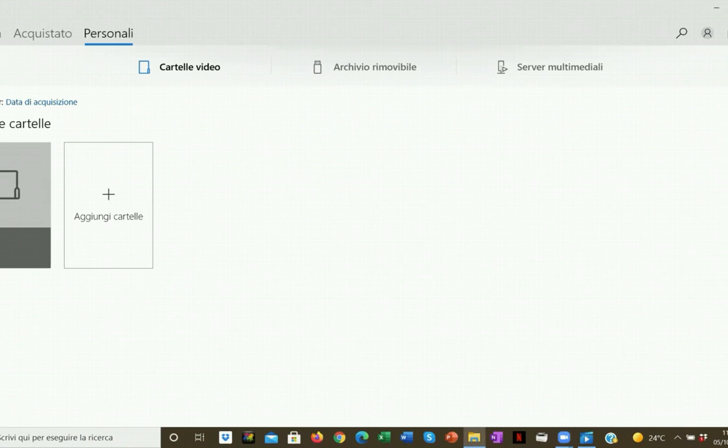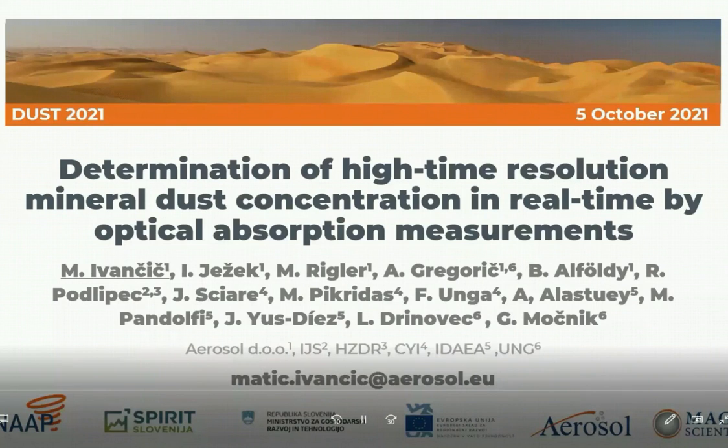My name is Matic Ivančič and I'm a researcher in company Larrasoaña, which is part of Magi Scientific. Today I'm going to talk about the method for the detection of mineral dust concentration, which is based on measuring optical absorption of dust aerosols.